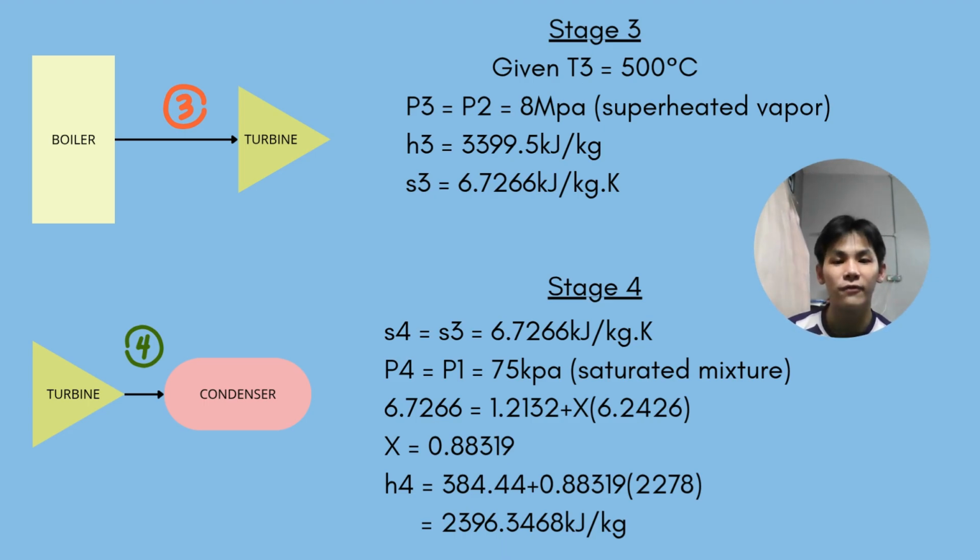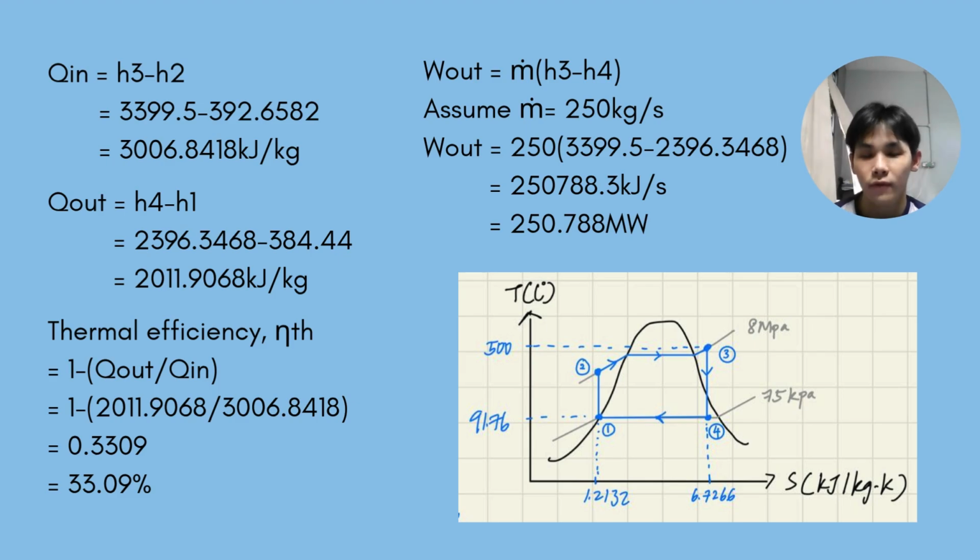So before we find the H4, which is the enthalpy in stage 4, we need to find the quality first. By using the value of entropy, we can get the quality, and by substituting the quality, we can obtain H4. So to find the thermal efficiency, we need to find the Q in and the Q out. The Q in is H3 minus H2, and the Q out is H4 minus H1. By substituting the Q in and Q out into the formula of thermal efficiency, which is 1 minus Q out over Q in, we get a thermal efficiency of 0.3309, or 33.09% in percentage form.